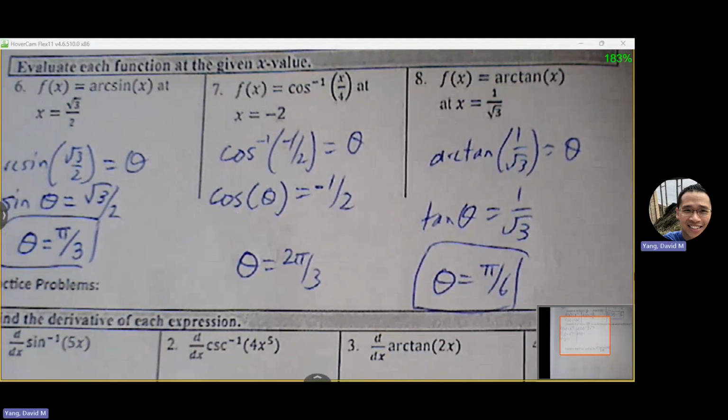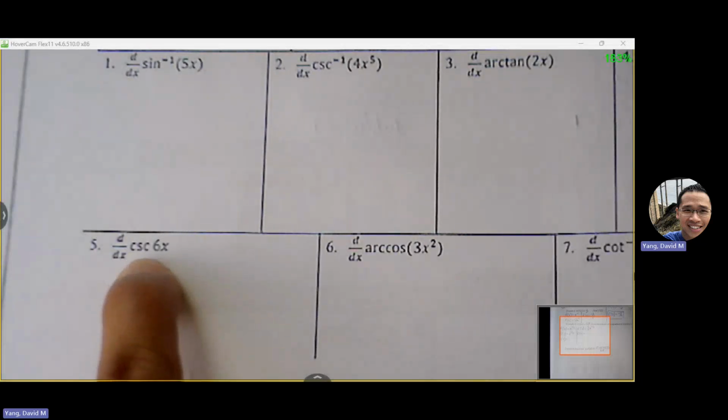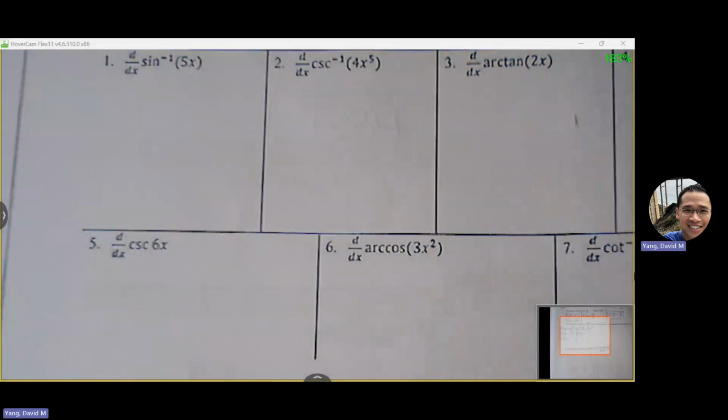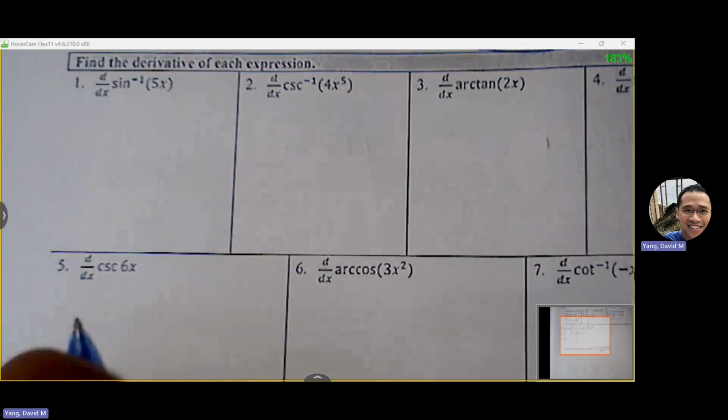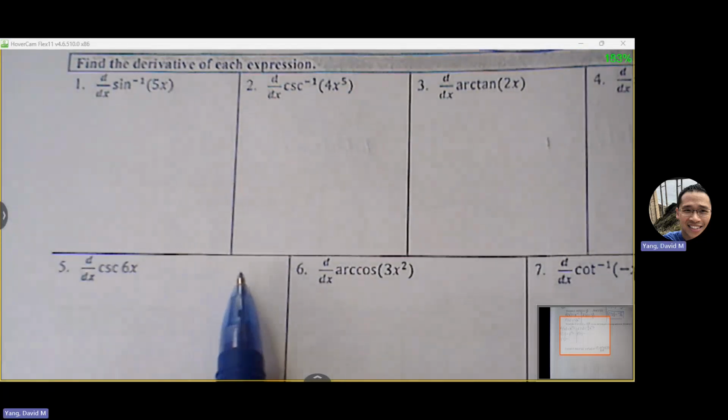Okay, next up, these are just practice problems. Most of them are the new rules that we've just learned. There is an older rule, like cosecant of 6x. The rule for that is just cosecant becomes negative cosecant u cotangent u times u prime.